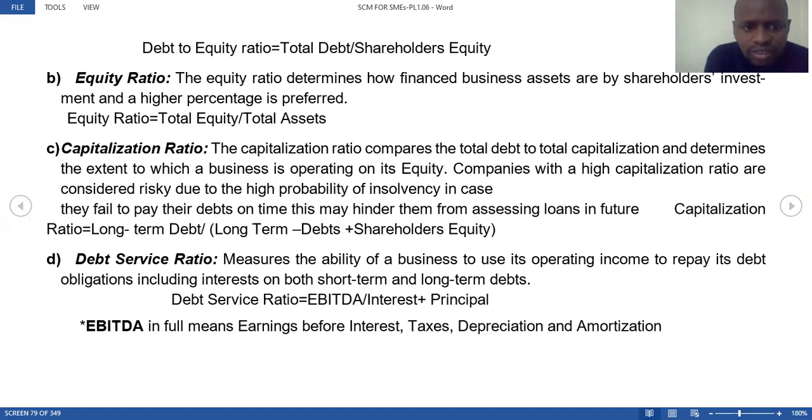Then we have the debt service ratio. This measures the ability of the business to use its operational income to repay its debt obligation, including the interest on both short-term and long-term debts. Then when you're calculating the debt service ratio, you are taking the equity.